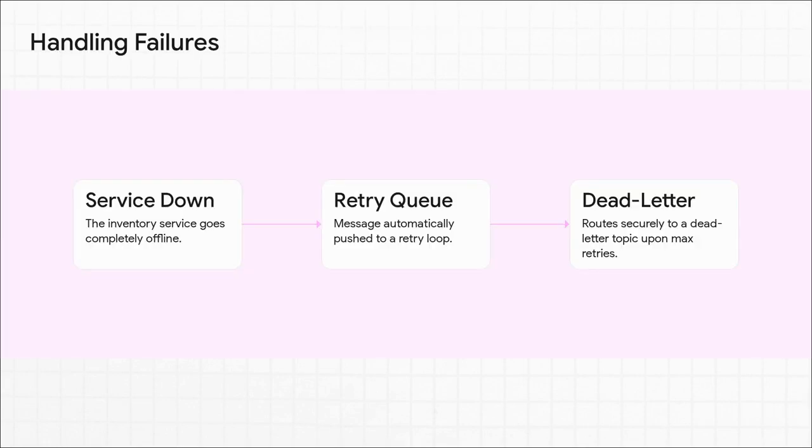So, to handle those inevitable failures, the system automatically reroutes unprocessable messages to a retry loop and eventually into a dead letter topic so they don't clog up the pipeline. Let's say in step 1, the inventory service just goes completely offline. Instead of dropping the order, step 2 pushes that message into a retry queue using an exponential back-off strategy. Now, if the service is still dead after the maximum number of retries, step 3 routes it securely over to a dead letter topic. The broken message is parked safely for an engineer to review later, and the rest of the system happily just keeps right on processing healthy orders.